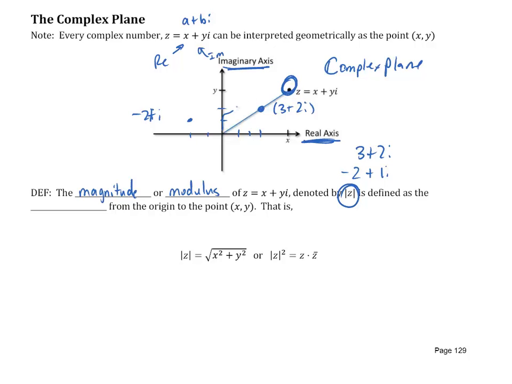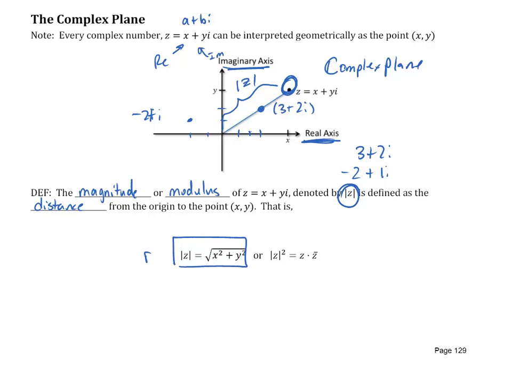Well, when we're talking about complex numbers, we're going to be somewhere in the plane, like up here. We have some distance away from 0. We're going to call that the modulus of z, or the magnitude of z. And we can find it using the same formula we used for the radius, or the r, in our polar coordinate system. Okay, so it's defined as the distance from the origin.